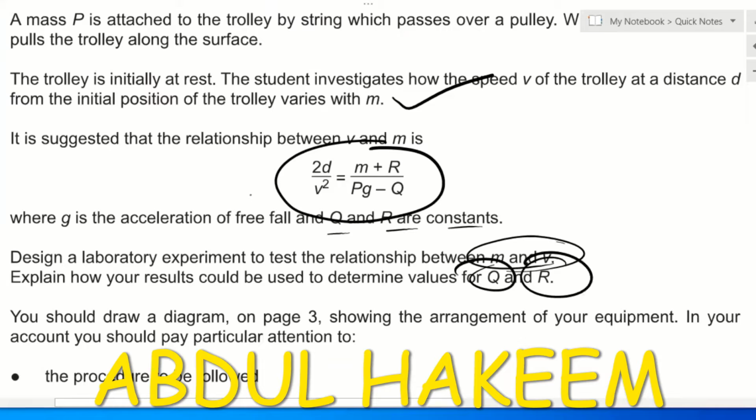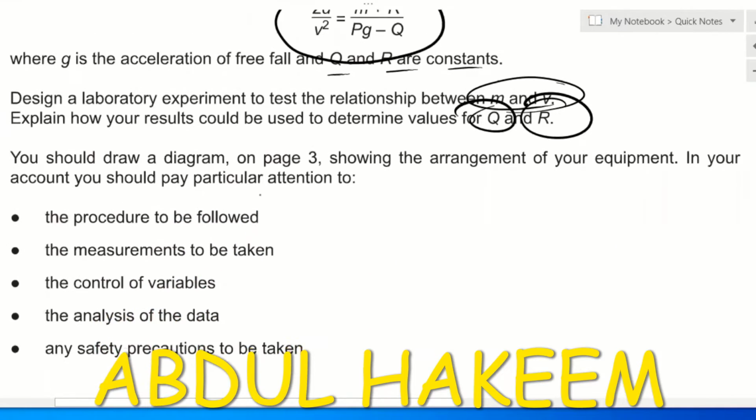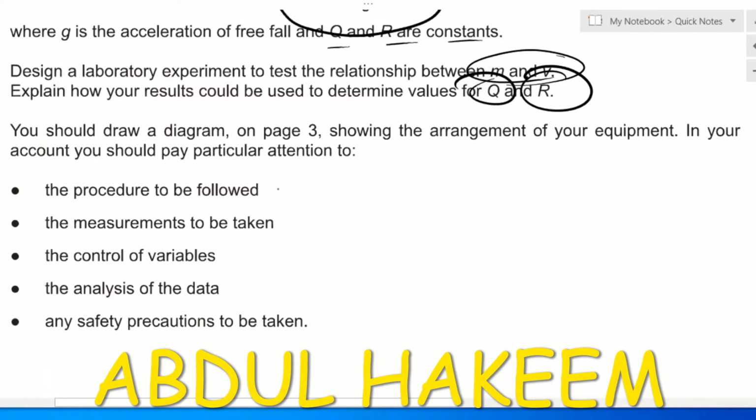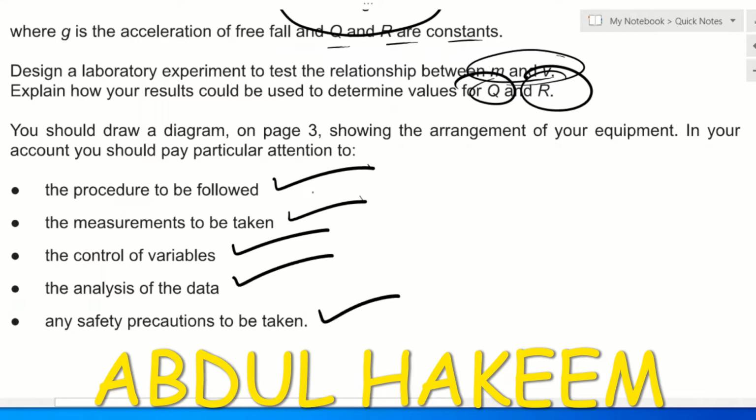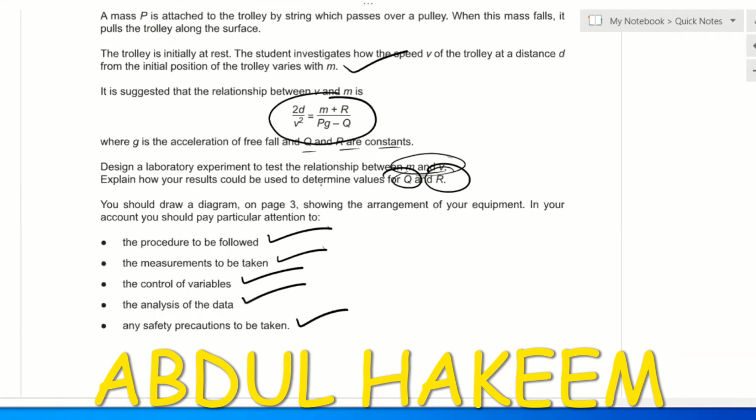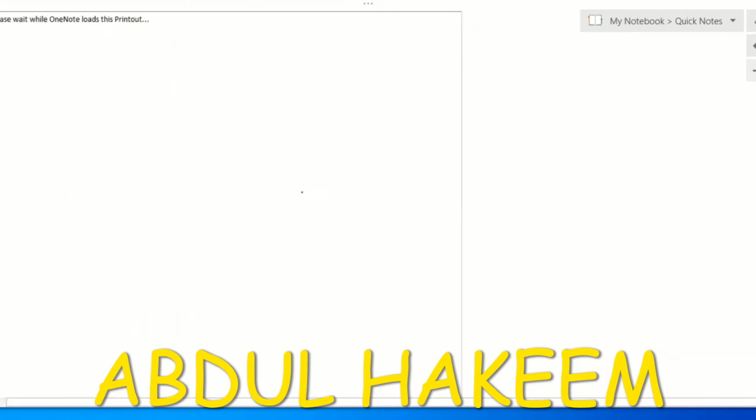You should draw a diagram showing the arrangement of your equipment in your account. You should pay particular attention to the procedure to be followed, the measurements to be taken, the control variable, the analysis of the data, and the safety precautions. So this is the question. Now we start the solution.